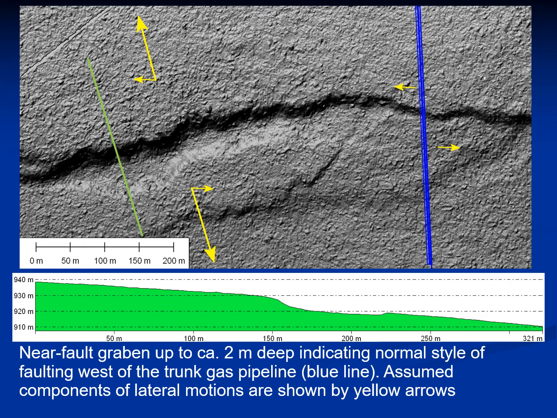Here we can see the near fault graben up to 2 meters deep, indicating normal style of faulting west of the trunk gas pipeline marked by a blue line. We can also derive assumed components of lateral motions that are shown by yellow arrows. It is also data derived from laser scanning, which allows not only visual but quantitative characterization of fault displacements.